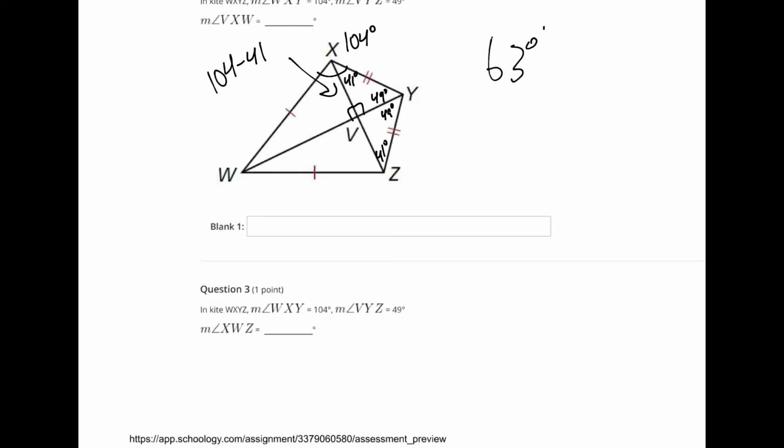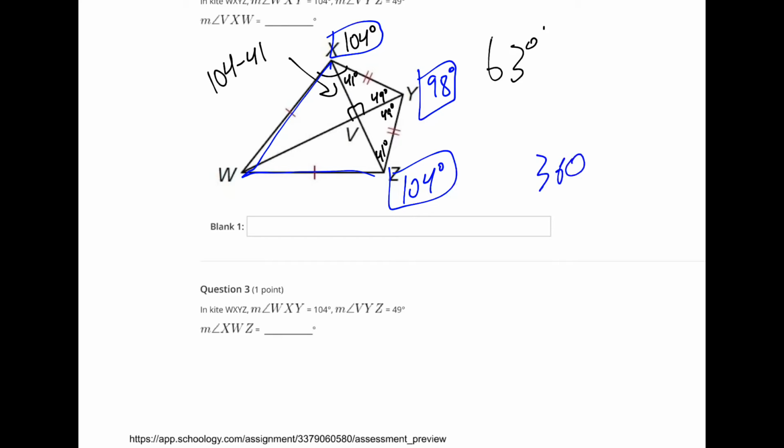Number 3 asks us about XWZ, so that's this angle here. We know 104 is on this side. This one is opposite that. That's 104. Those two are the equal angles on a kite. We know if we add these two together, we get 98, 49 plus 49. So if you take 360 and you subtract all of those three known angles, what's left is 54 degrees, which is the answer to XWZ.